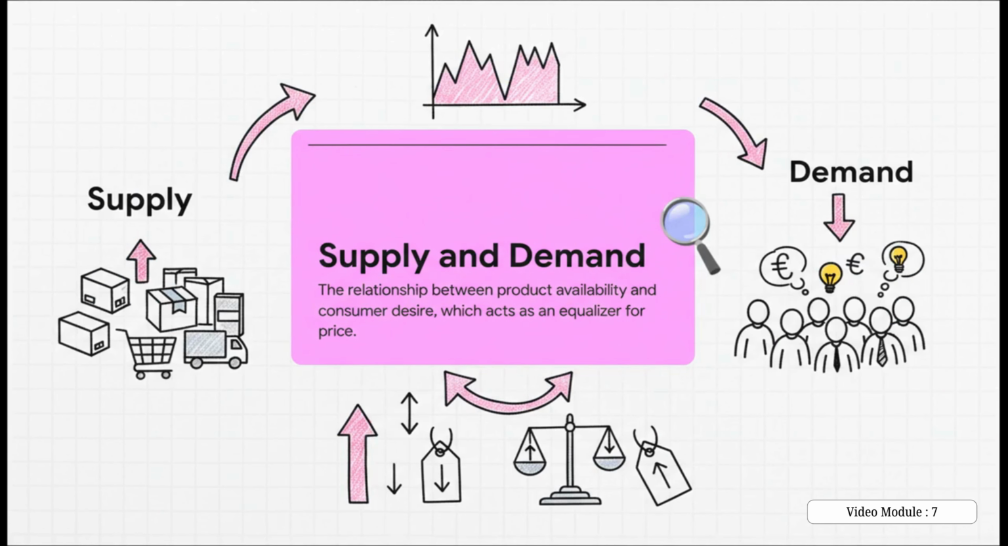Next, you've got the classic law of supply and demand. You know this one. It's the ultimate balancing act. If a lot of people want something and there isn't much of it, the price goes up. If there's plenty to go around and not much interest, the price comes down. It's really the starting point for any price.